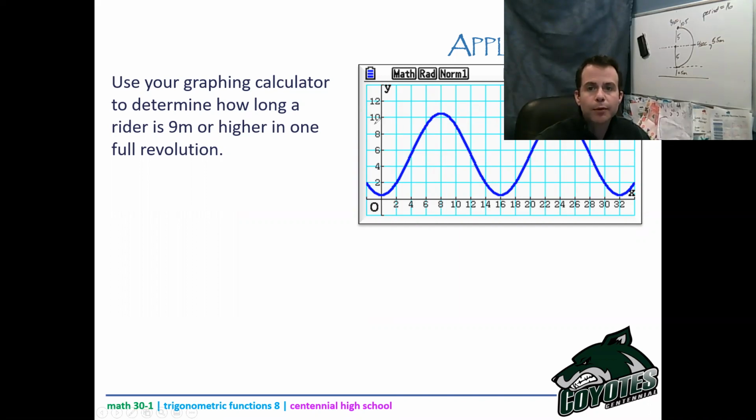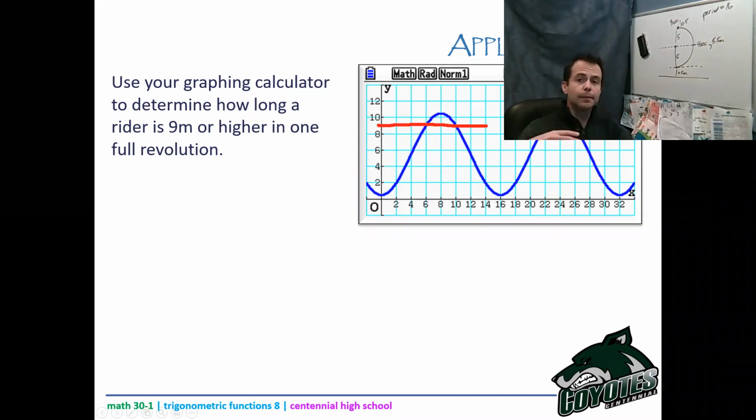So if you think about this, here is the 9-meter mark. And you're being asked, how long am I going to be above 9 meters? Well, at this point here, I begin to be above 9 meters, and at this point here, I stop being above 9 meters. So what you have to do is find those timestamps. You have to find the X value of both of those spots, and then just subtract them. That's the total time that he's above 9 meters.